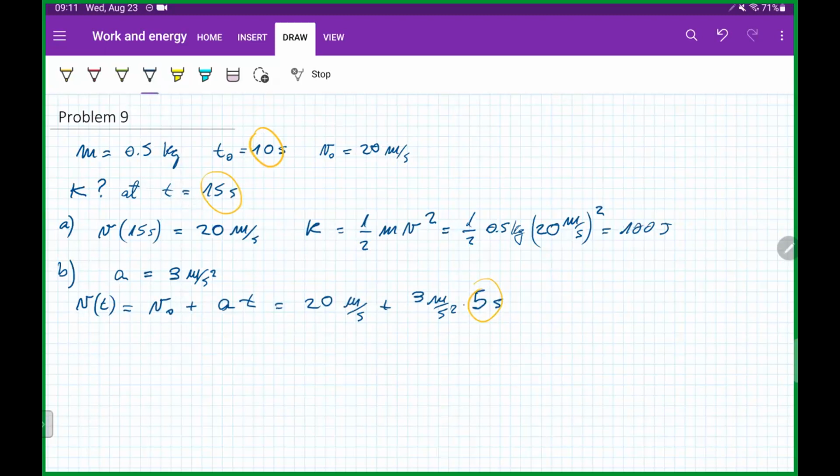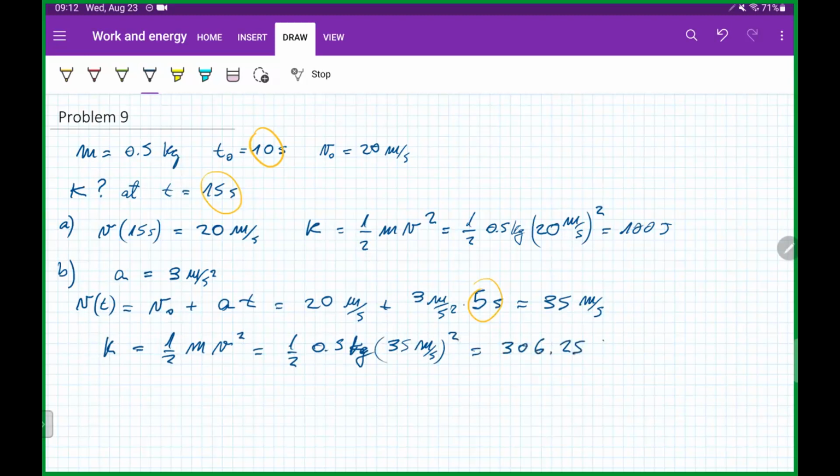And then we get 35 meters per second. That's the final speed, and we can calculate the kinetic energy in the same way as 1/2 of m v squared, and that would be 0.5 kilograms, 35 meters per second squared. And that will give us 306.25 joules.